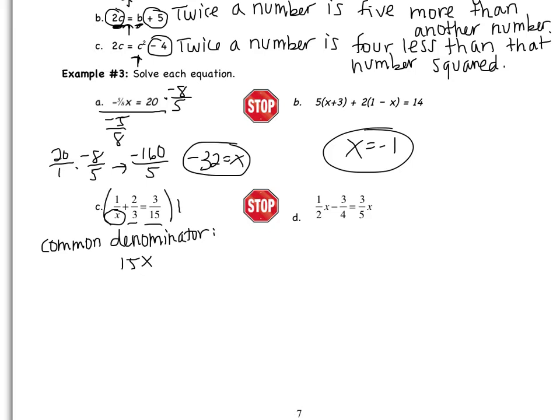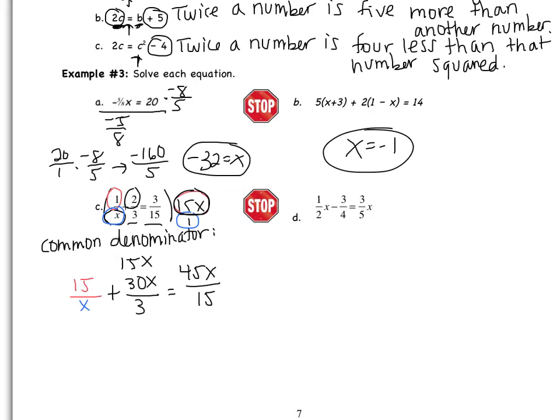So what I'm going to do is multiply the entire equation by 15x. That's 15x over 1. We need to multiply the numerators. So in this case, 1 multiplied by 15x is 15x. And then x multiplied by 1 is just x. I'm going to keep that up. 2 multiplied by 15x is 30x. 3 multiplied by 1 is 3. 3 multiplied by 15x is 45x. 15 multiplied by 1 is 15.